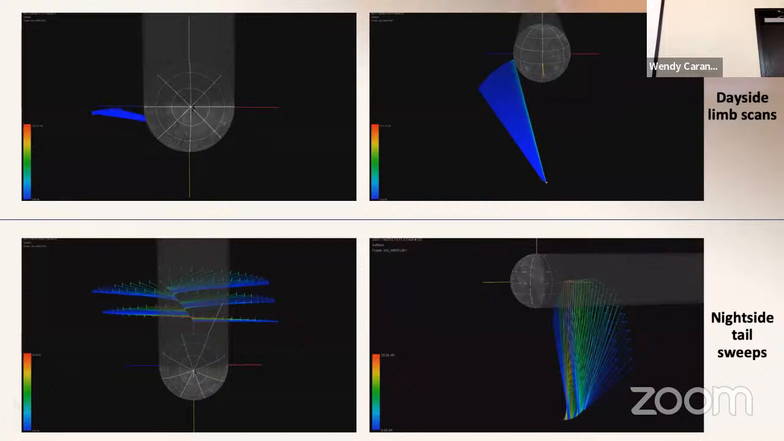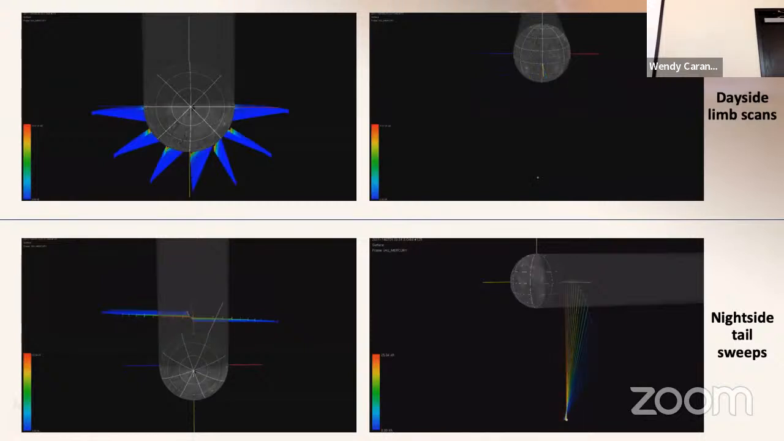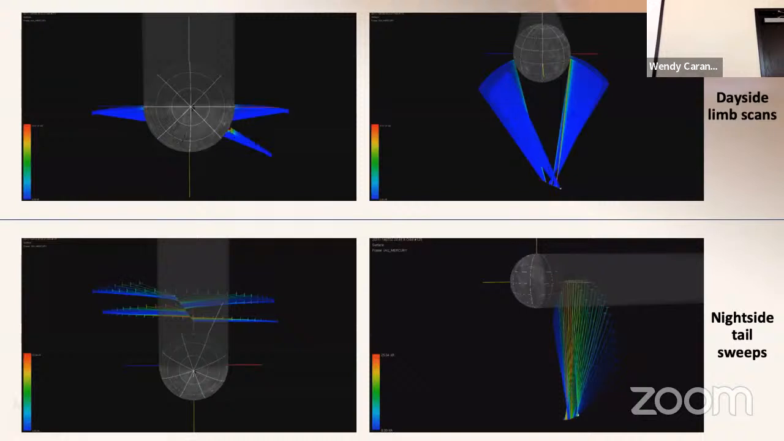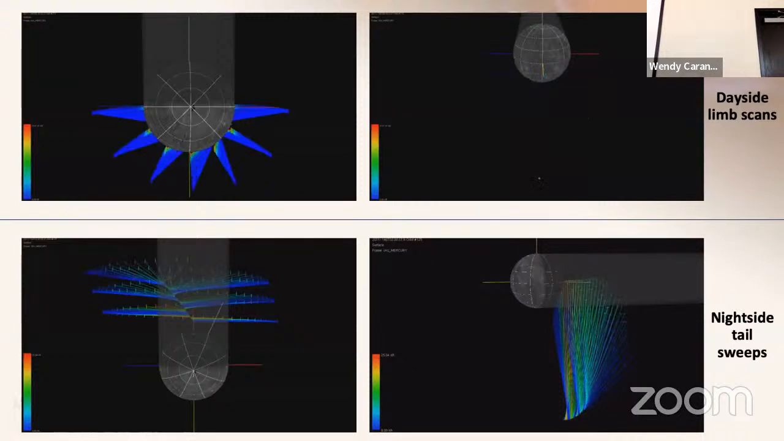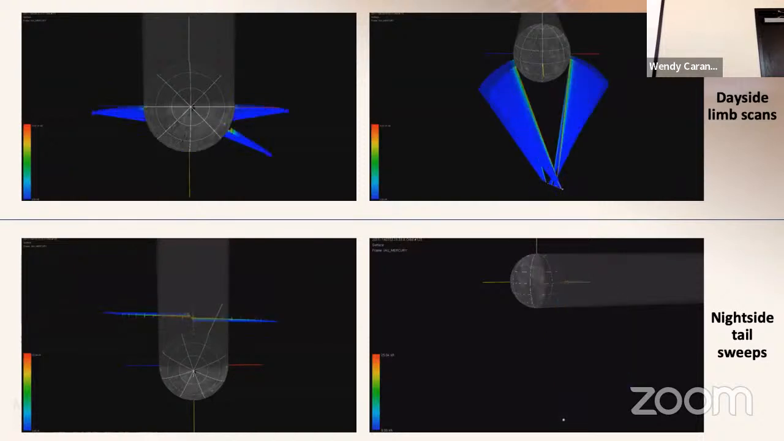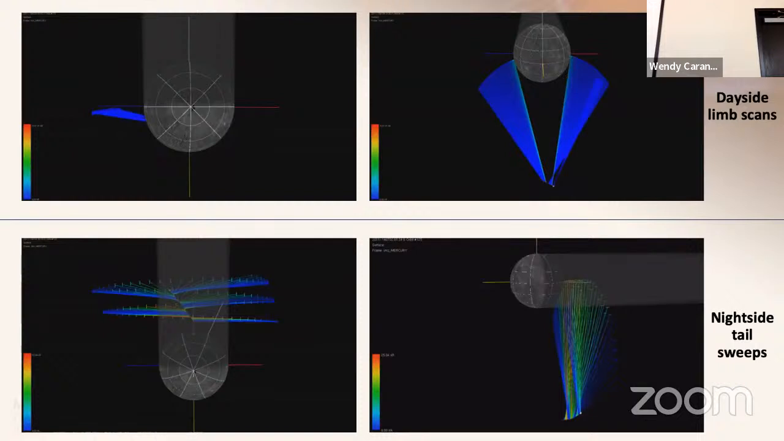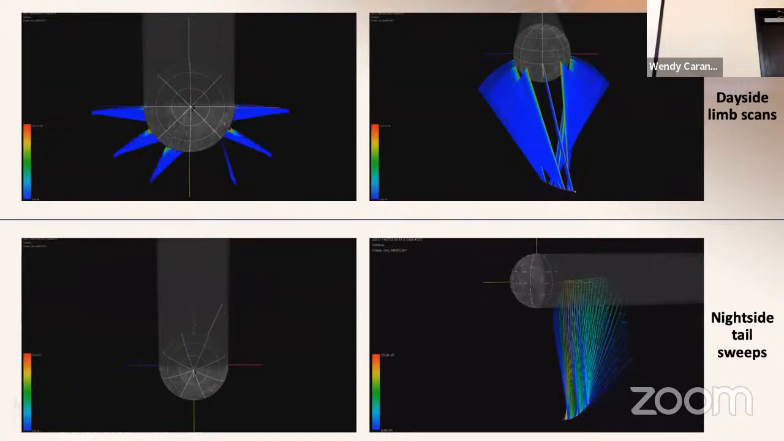It took two different types of scans: day-side limb scans and night-side sweeps. The way the instrument did this, UVVS, which is the ultraviolet and visible spectrometer, was at this low point beneath in the southern region of its orbit. It looked at attachment points to the equatorial plane and then took radial scans for the day-side limb scans, and then at the same point took tail sweeps for the night side.